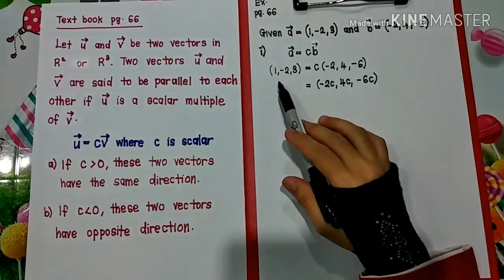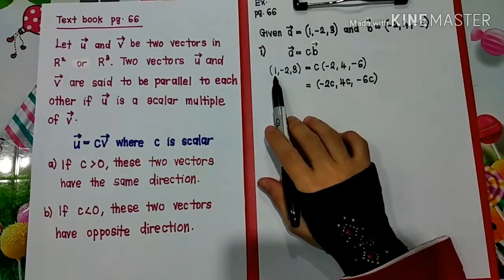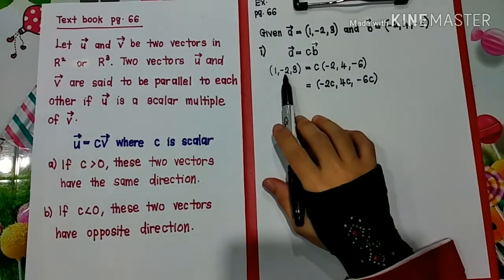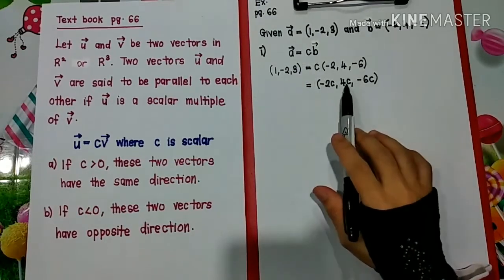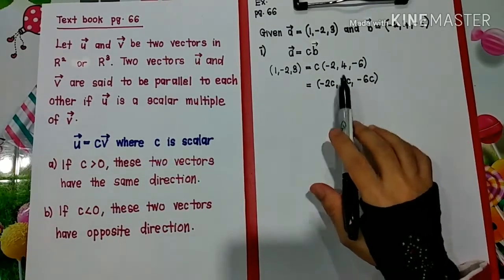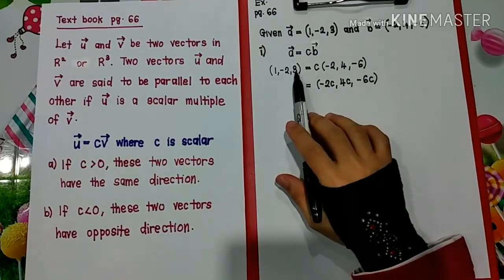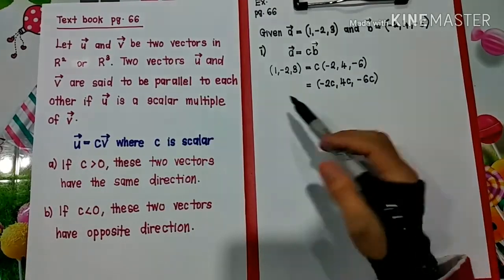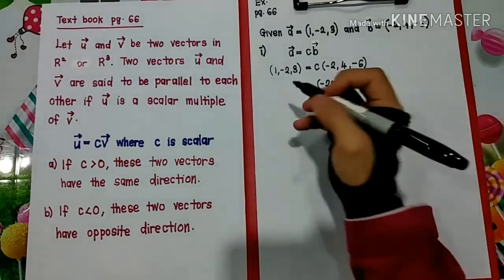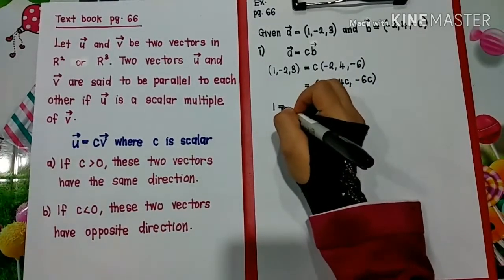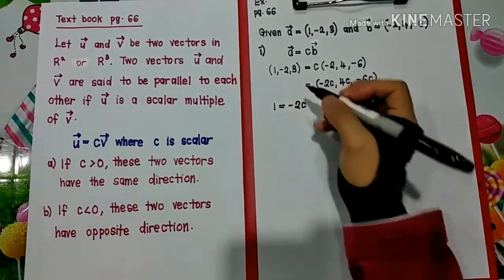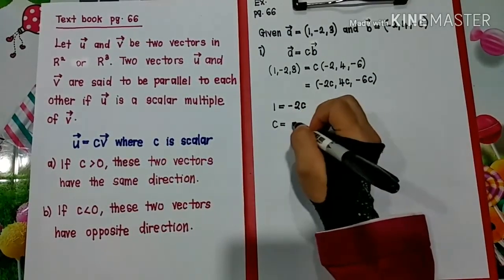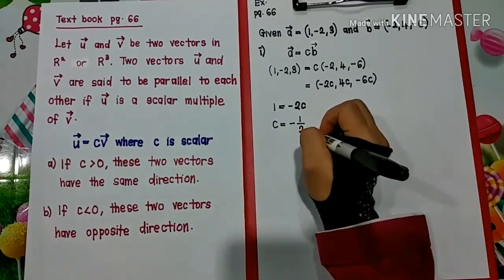Next we do the comparison. The first element on your left you compare with the first element on your right, the second element on your left with the second element on your right, and the third element on your left with the third element on your right. We take the first element: 1 equal to -2c. Next we solve for c, and you get c equal to -1/2.